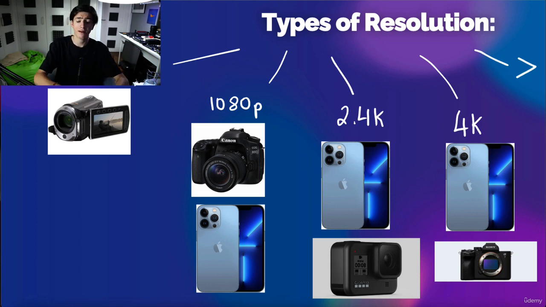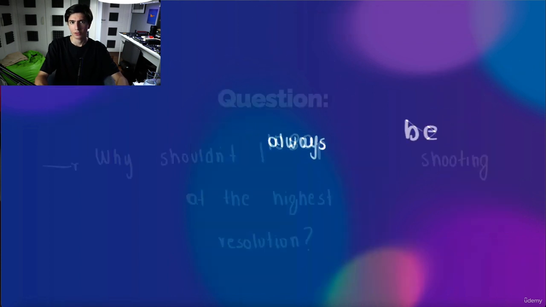And then we have the very well-known 4K resolution, which most phones, most cameras, most GoPros nowadays also shoot at. Obviously, we have resolutions higher than 4K, 5K, 6K. Some phones also shoot at 8K at the moment.